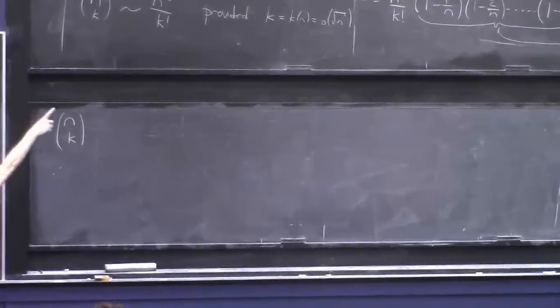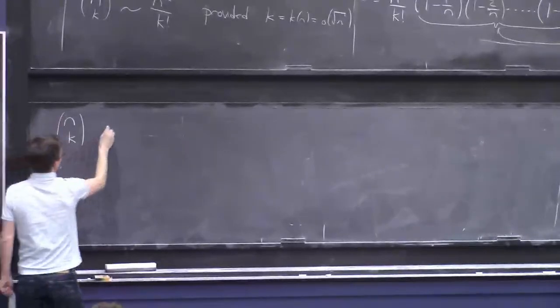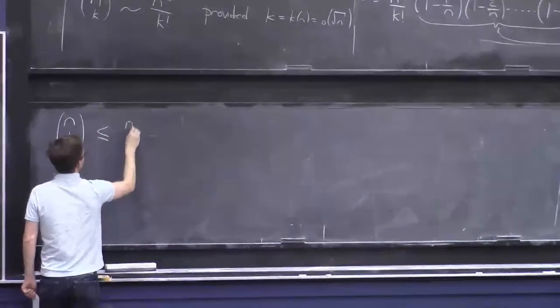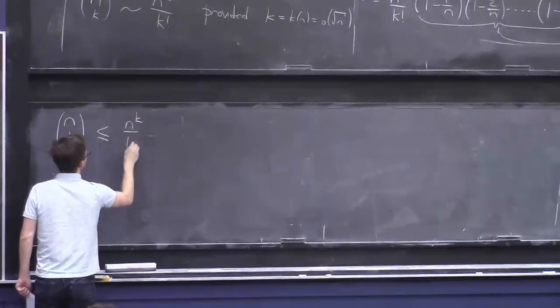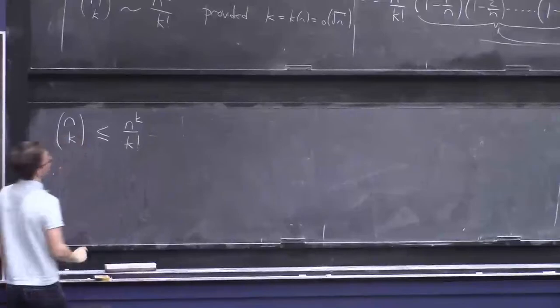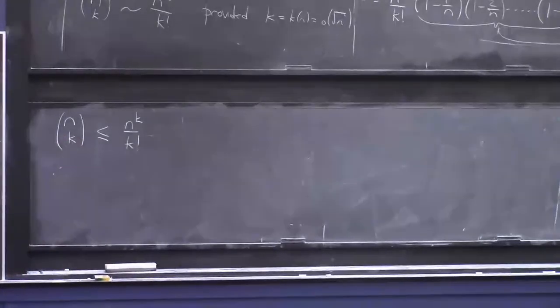Well, we can start with this formula up there and do the most naive thing to get an upper bound. It's definitely at most n to the k over k factorial. That's always an upper bound from that formula up there. But we want some kind of lower bound on k factorial.